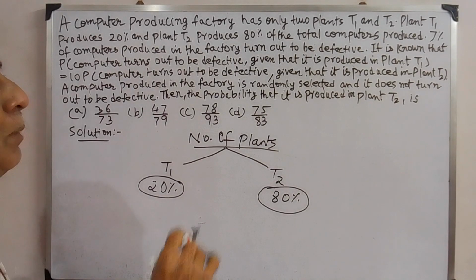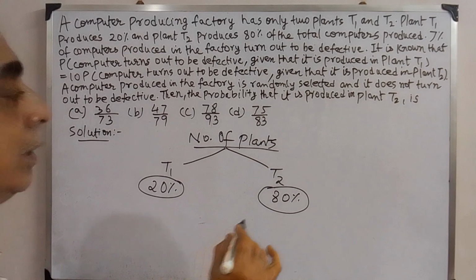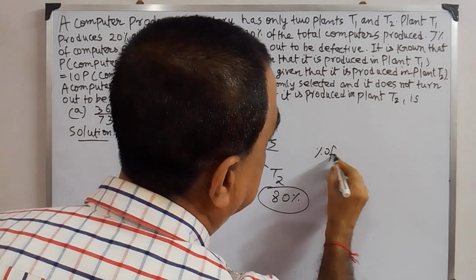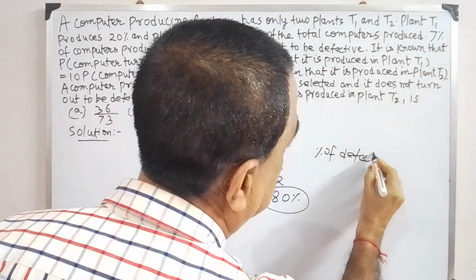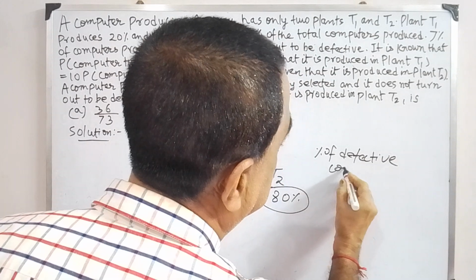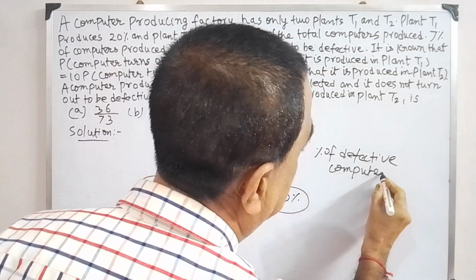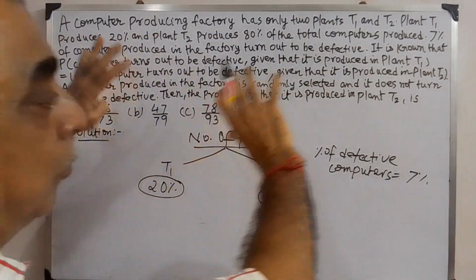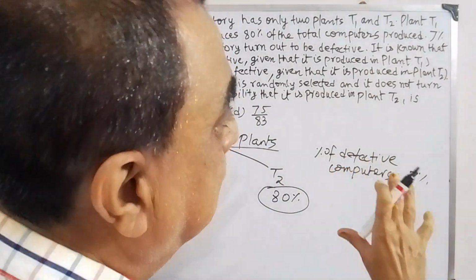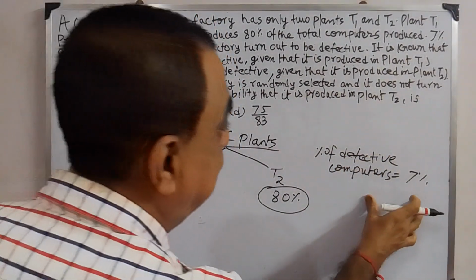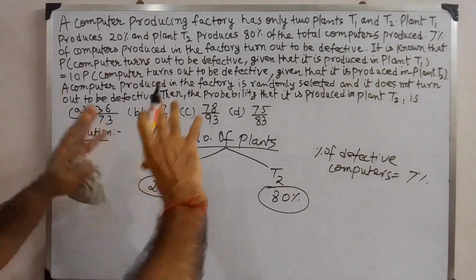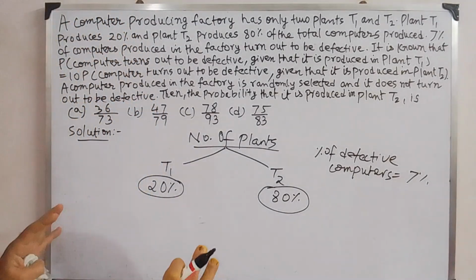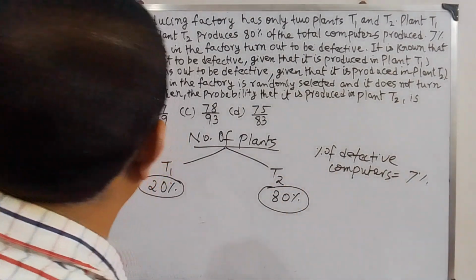And it is being told to us in the question that the percentage of defective computers in the factory is equal to 7%. So of any number of computers produced, 7% of the total computers produced by the factory, that means by both the plants, turns out to be defective.